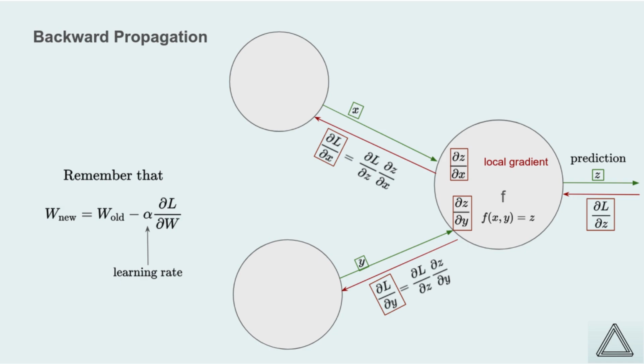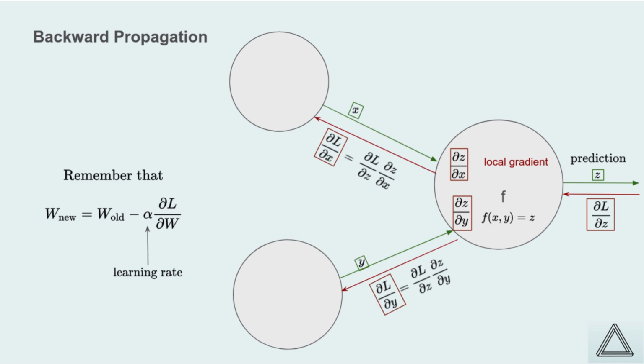Let's break it down. W old is the current weight prior to the update. Alpha represents the learning rate, determining the size of the step we take in the weight space. During backpropagation, the error is computed at the output and is propagated backwards through the network, hence the name. This is done by applying the chain rule of calculus to compute the gradient of the loss function with respect to each weight. In essence, it calculates how much each weight contributed to the error.